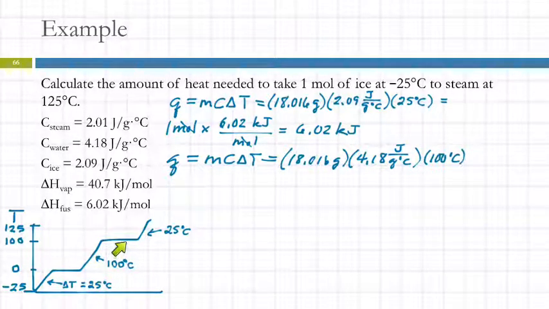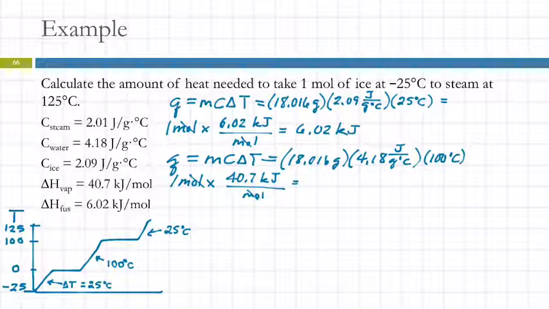Horizontal segment here, vaporization. So we're just going to use the heat of vaporization as a conversion factor. We have 1 mole, and we're going to multiply by 40.7 kilojoules per mole. And so that's going to require 40.7 kilojoules of energy to vaporize the water.